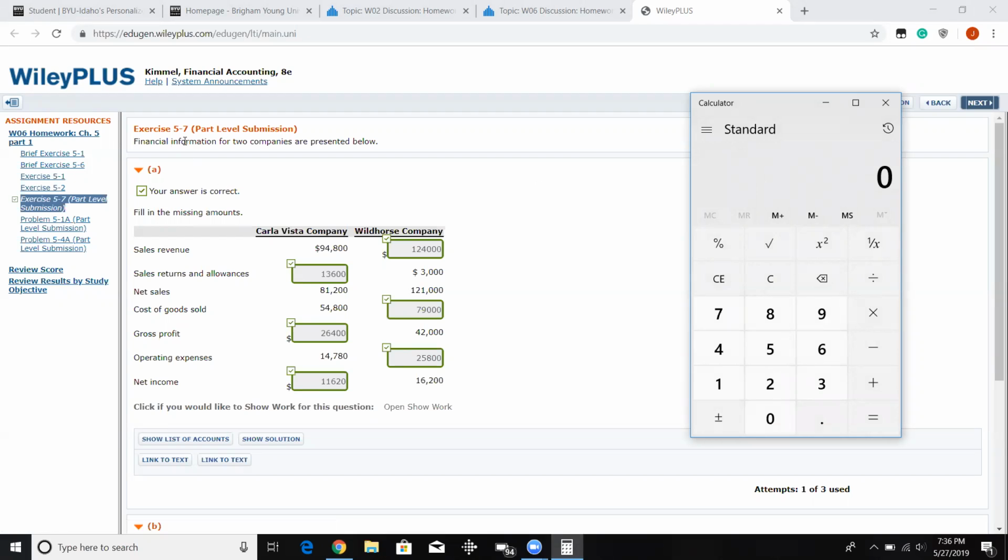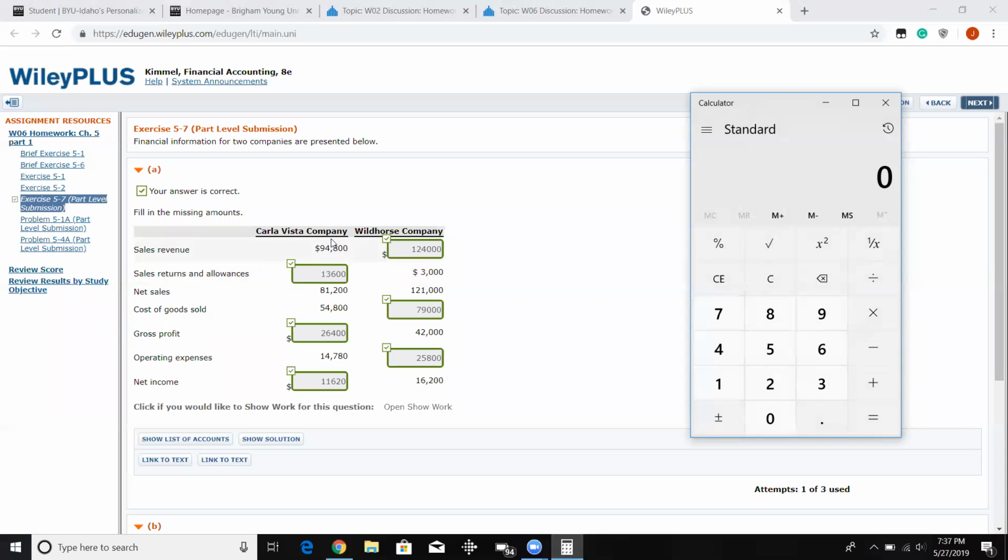We're going to be going over exercise 5.7, and we're just going to dive right in. This one's pretty easy, just so you know. You need just a simple calculator and basic skills in math. All right, so starting out, we're given several numbers from each company, and we're trying to figure out the missing amounts.